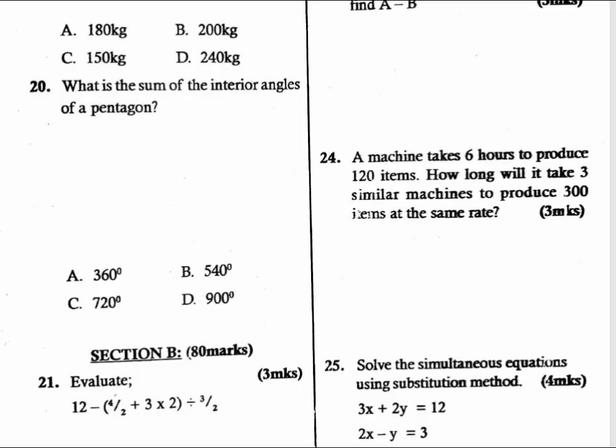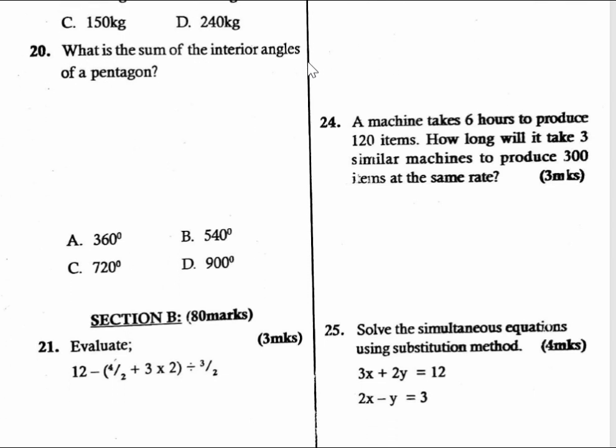So finally, question number 20. Number 20 reads, what is the sum of interior angles of a pentagon? Know that the word pentagon means that the sides are 5. Hexagon means the sides are 6. When the sides are 7, it is called heptagon. When the sides are 8, it is called octagon. When the sides are 9, it is called nonagon. Finally, when it has 10 sides, it is called a decagon.